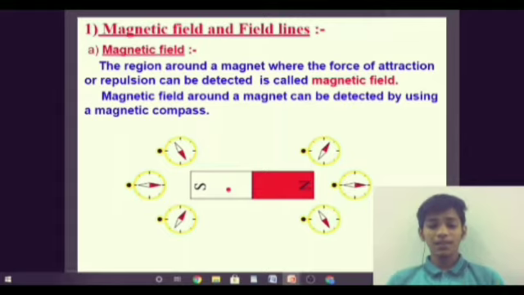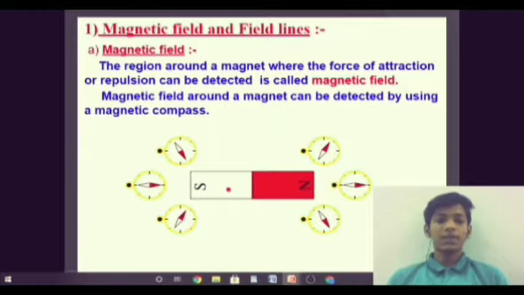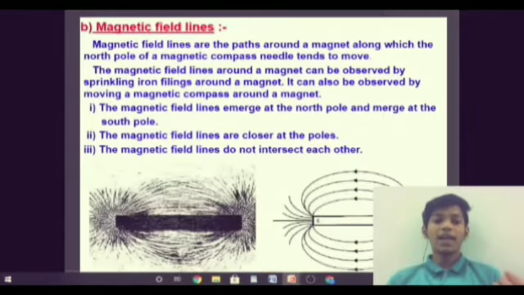As you can see here in the diagram, a bar magnet is placed in between three compasses at the left side and three compasses at the right side, means total six compasses, of which three are showing towards the south side and three are showing towards the north side. So as you got the point of magnetic fields, we may go to another point, that is magnetic field lines.